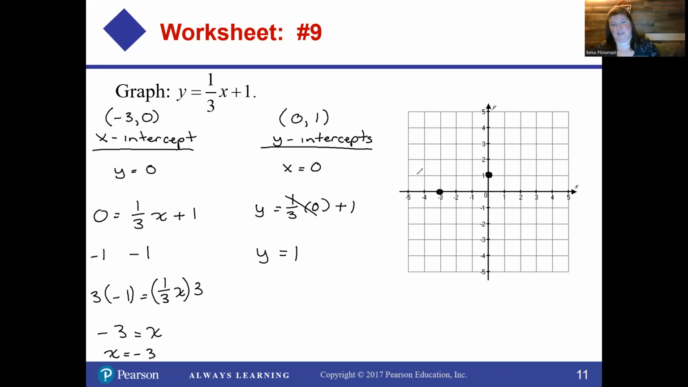So this is my x-intercept. Remember that was x is -3, y is 0. This is where x is 0 and y is 1. So I got my two intercepts. And we'll draw a line right through it.